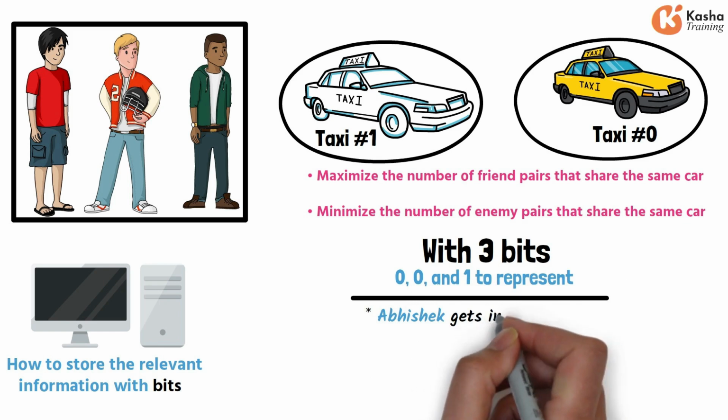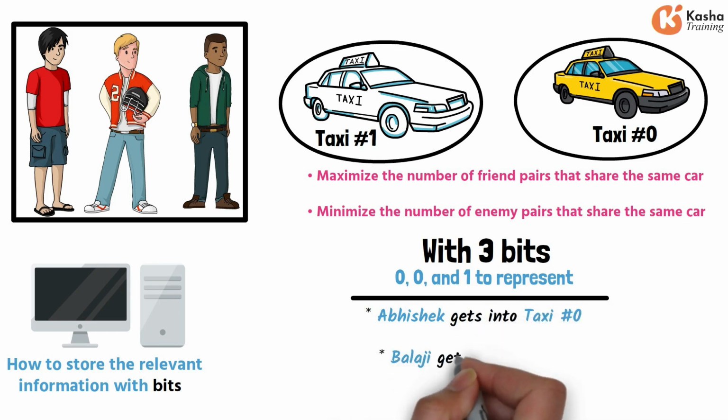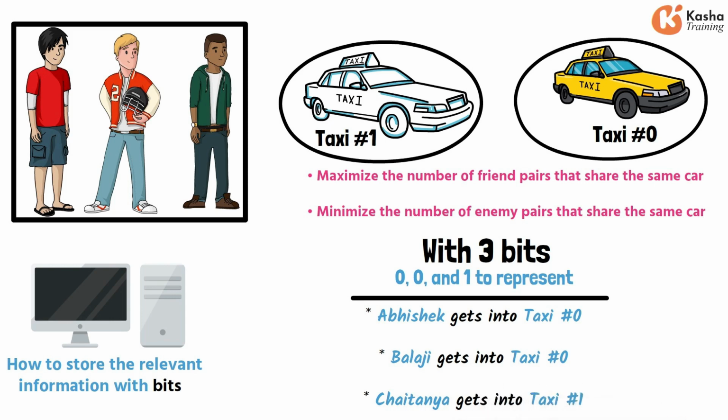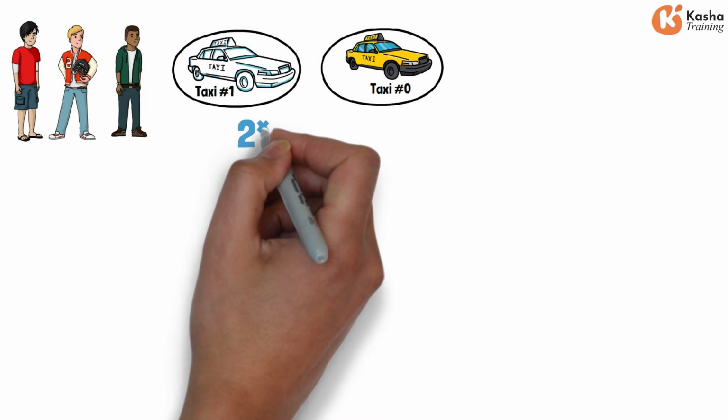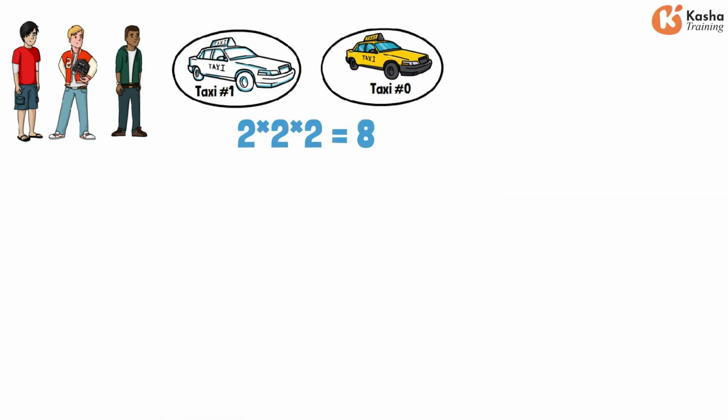Abhishek gets into taxi number 0. Balaji gets into taxi number 0. Chaitanya gets into taxi number 1. Since there are 2 choices for each person, there are 2 times 2 times 2 is equal to 8 ways to divide this group of people into 2 cars.